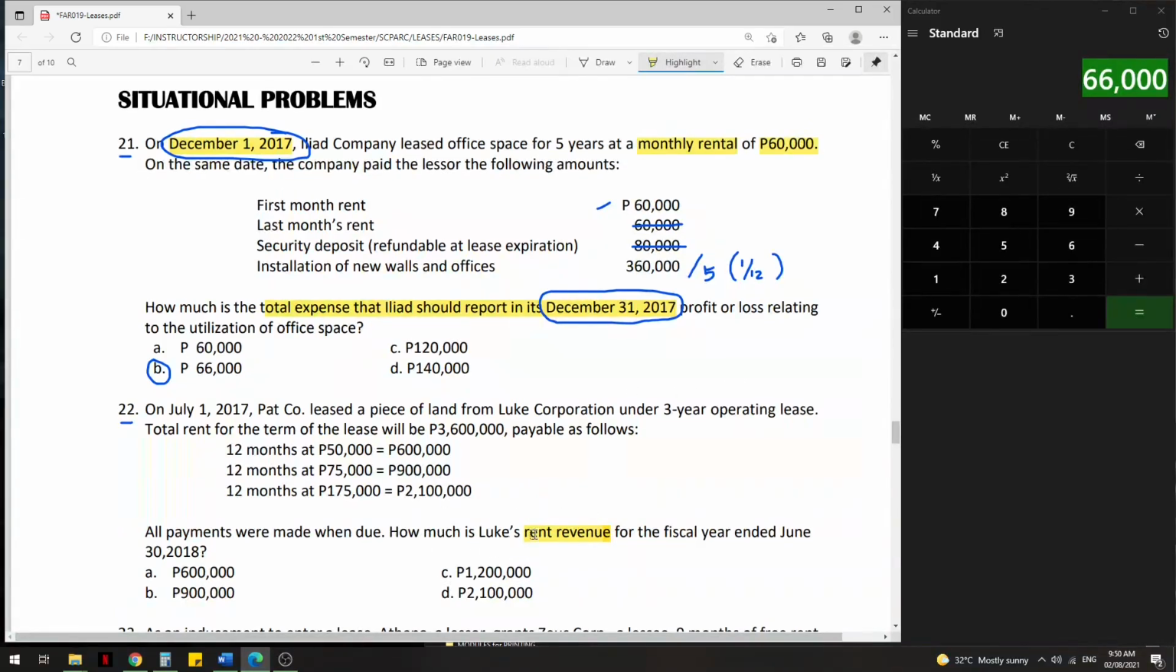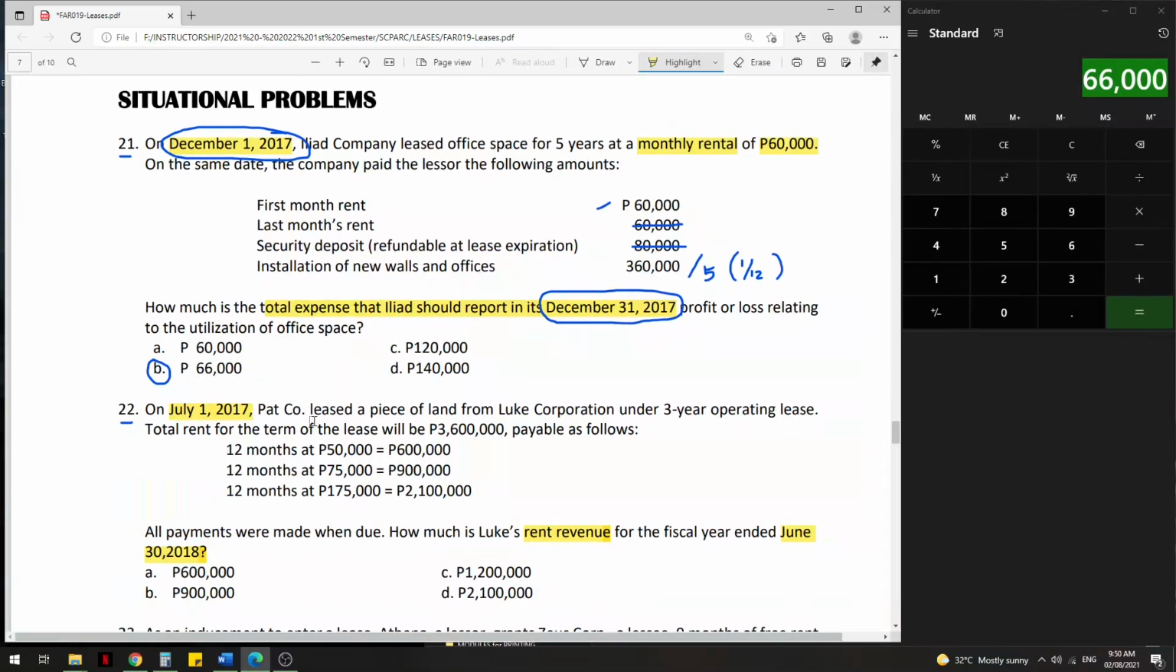So let's read this one. Rent revenue ang tinatanong, and that is rent revenue for the fiscal year ended June 30, 2018. Also, make it a habit to always keep note of the dates. Like for example, in this problem, something that is not common is this one has a fiscal year ended June 30. So meaning year end niya po yung June 30, 2018. Okay? Yan. Ang problem natin, it is of July 1, 2017, yung information. So, from July 1, 2017 to June 30, 2018, that is one whole fiscal year.